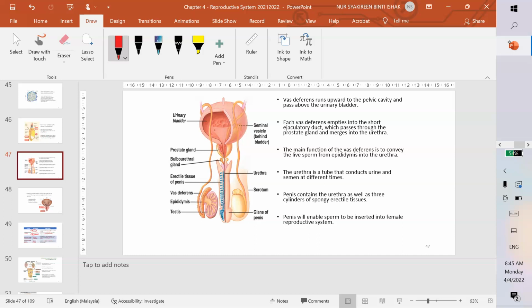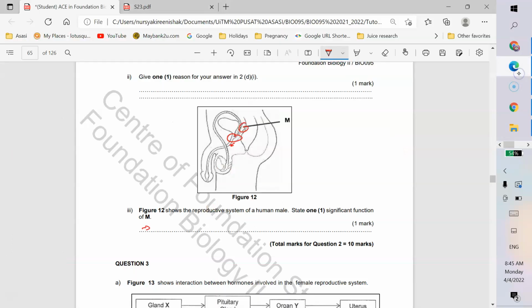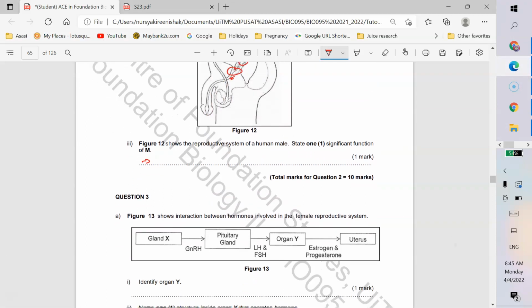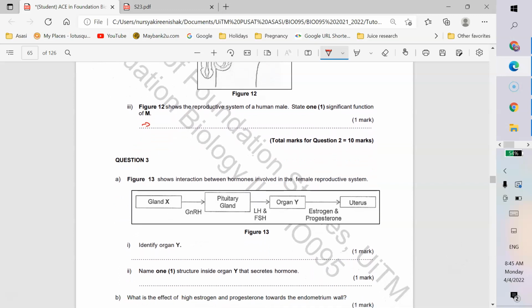Lateral gland bawah prostate. Okay. Okay, so thank you Anis, Hanani, Nadia. Question 3 please.